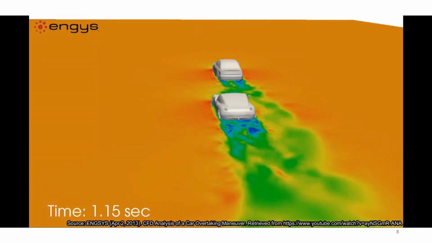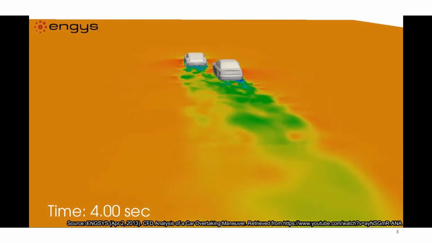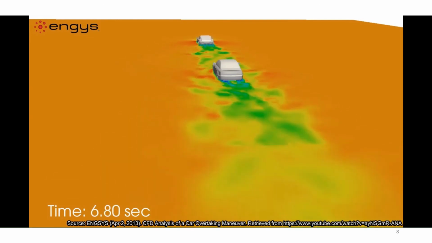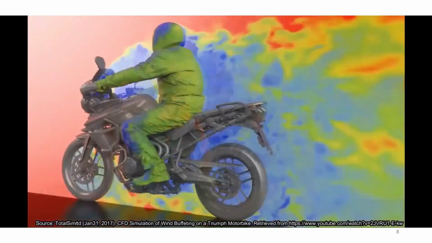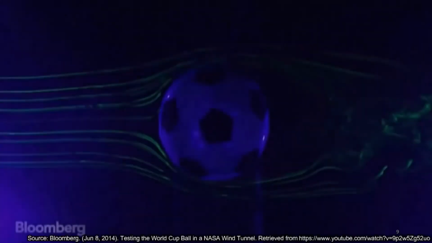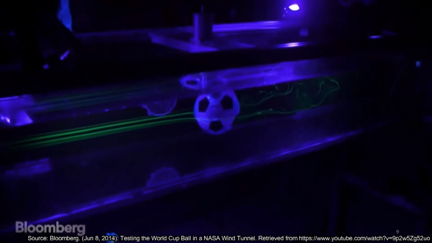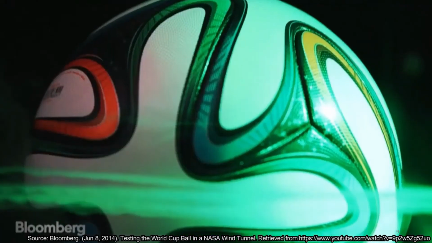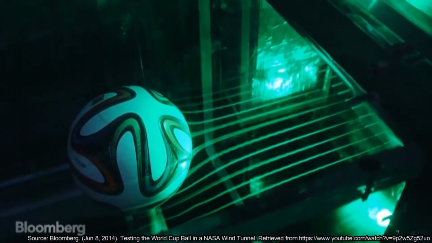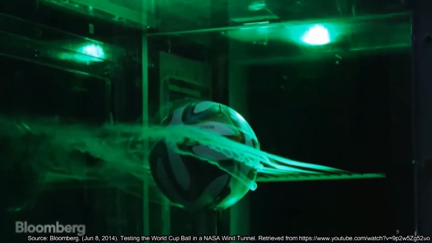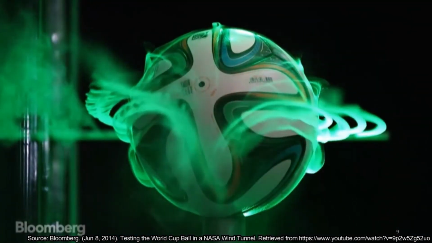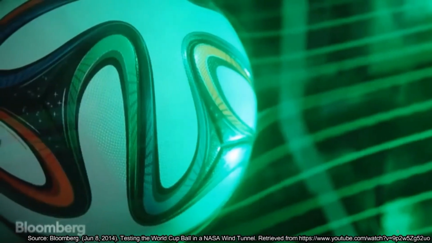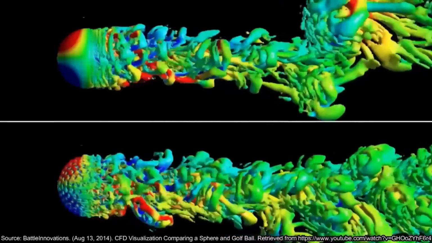Here we can see a simulation of a car overtaking another car and the air disturbances associated with it. This is another simulation of airflow over a bike with a rider on board. Moving on to sports, CFD simulations find applications in all sorts of games. If you recall, every World Cup they change the model of the football. Being a sphere moving through air, it follows principles of aerodynamics, and hence CFD helps design better balls that can be used by professional players to make awesome shots.